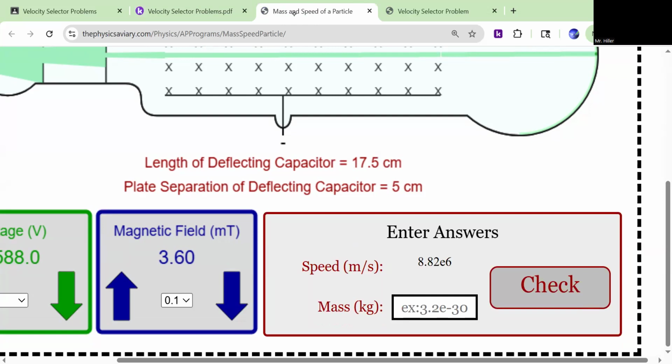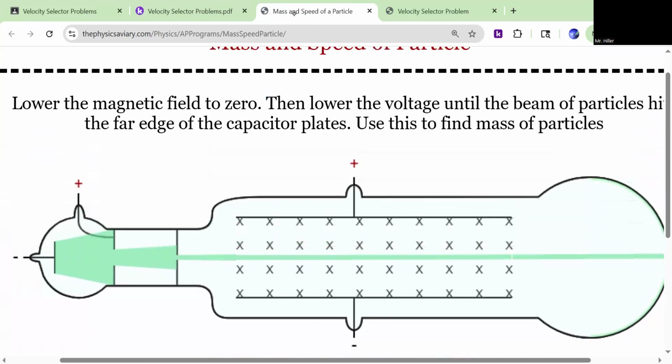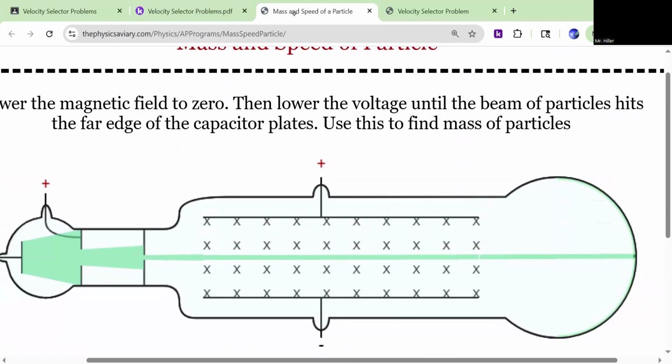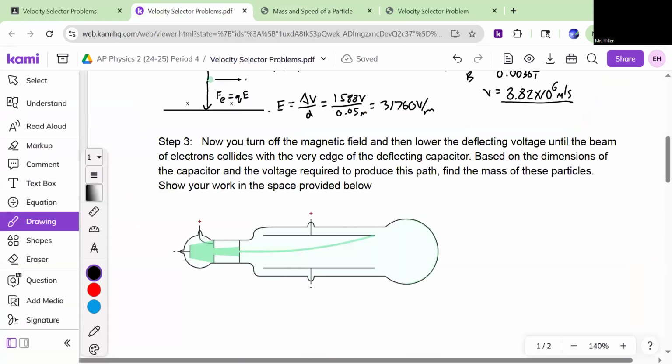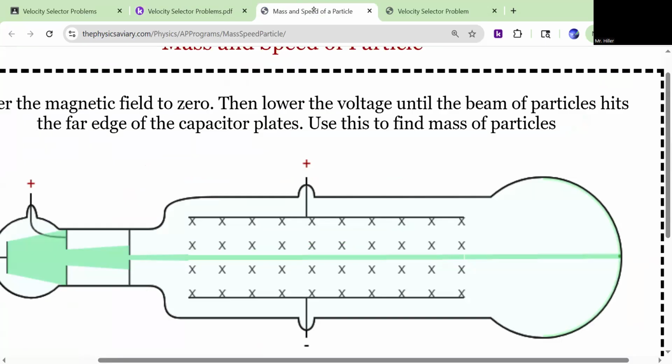Now how do I find the mass? Well, it says lower the magnetic field to 0, then use the voltage, then lower the voltage until the beam hits the far edge of the capacitor plate. So that would be right here, just like it shows in the picture. Then you're going to use that voltage and some distance values along the way to essentially find the mass of the particle.